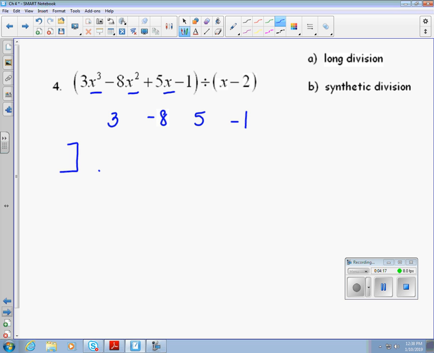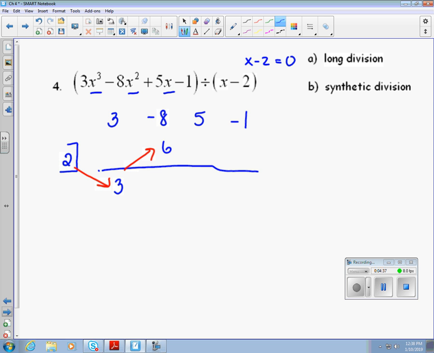In the magic box, we'll go, again, x minus 2 equals 0. So the number in the magic box will be 2. Again, in the algorithm, bring down the first number. Again, we're going to be doing some multiplying. So we're going to do 2 times 3, and then that's going to pop up.